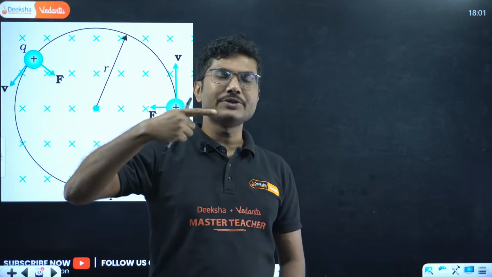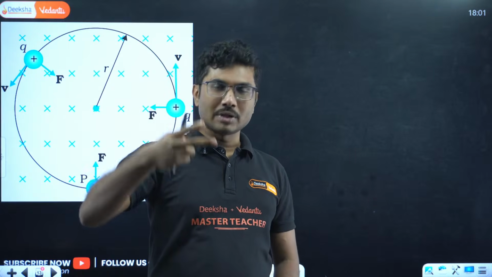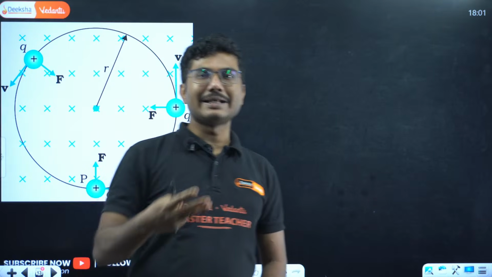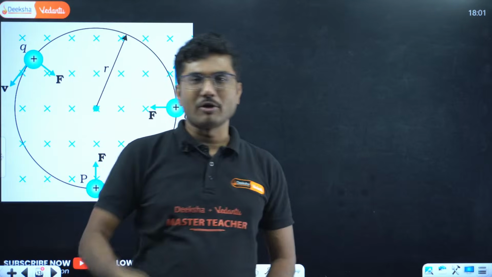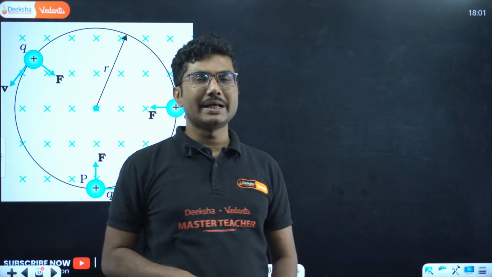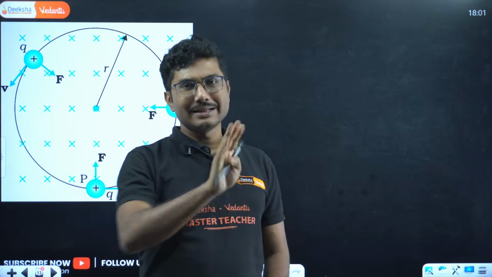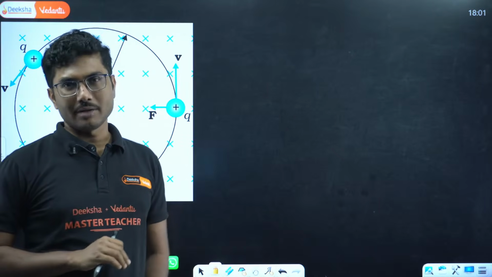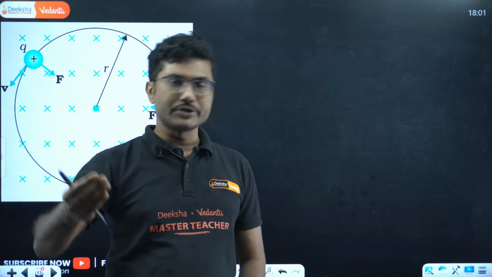Angle 0 means straight line motion, angle 90 means circular motion, angle between 0 and 90 it is a helical motion. 90 to 180 follows the same logic, but generally does not come in the exam. 90 to 180 will also be helical motion, and 180 is again straight line motion. That is how a charged particle will move. Straight line motion means force is 0.